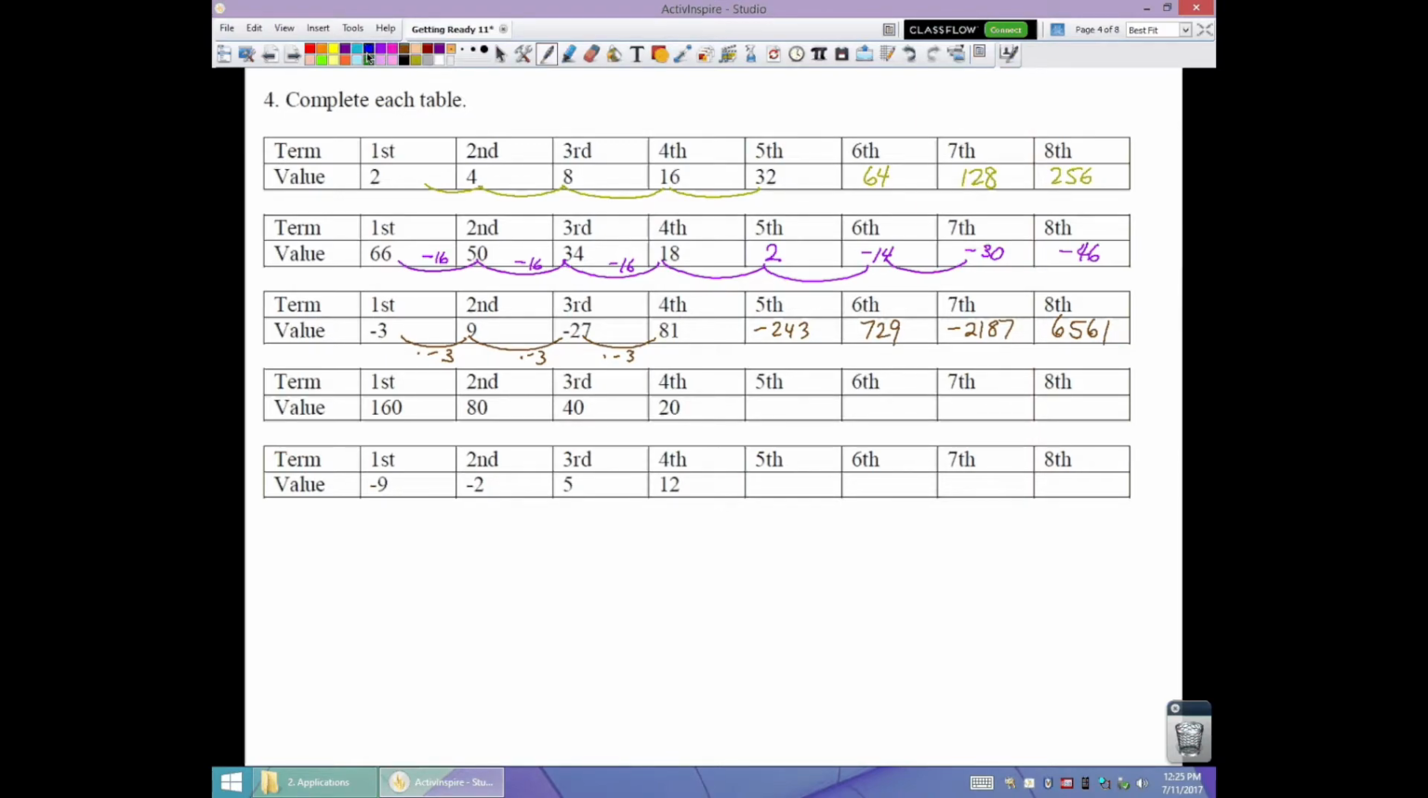Okay, next one down the list here. I'm going down 80, but then down 40, then down 20. So it's not a common difference, not a constant rate of change. Let's see, can I multiply by something?